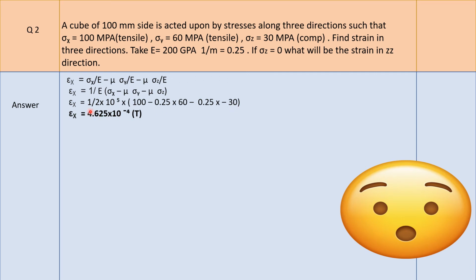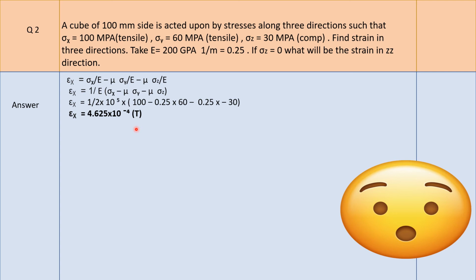Start from here. Take the calculators in your hand. 1 divided by 2 exponential 5 into bracket open 100 minus 0.25 into 60 minus 0.25 into minus 30 bracket close is equal to. You will get the answer 4.625 into 10 raised to minus 4, and the answer is positive, so the strain is tensile.